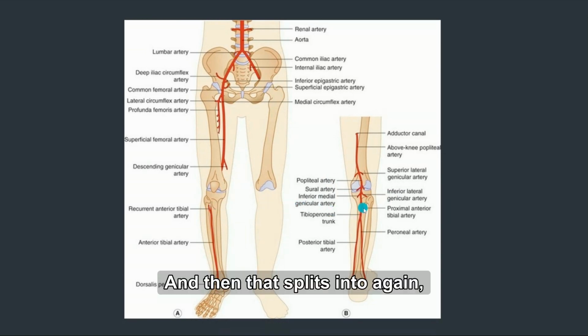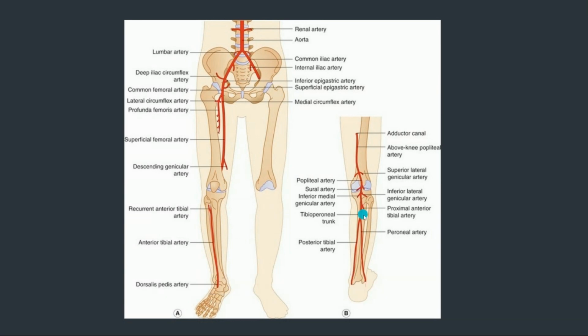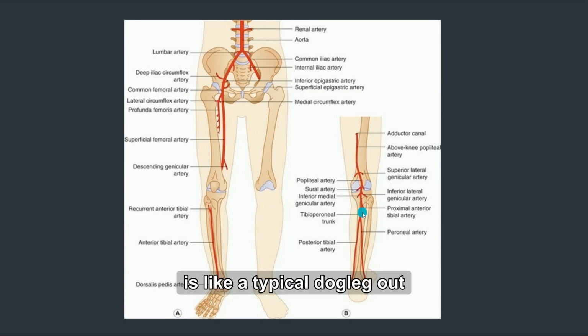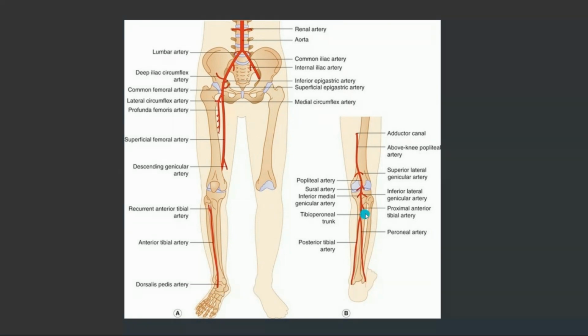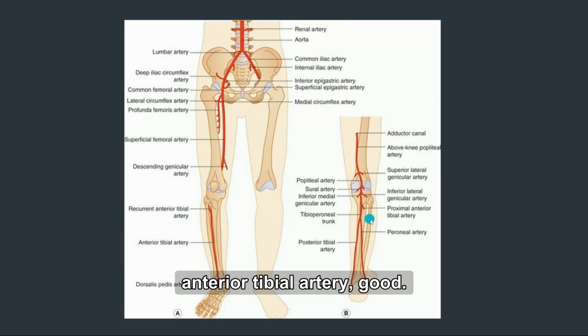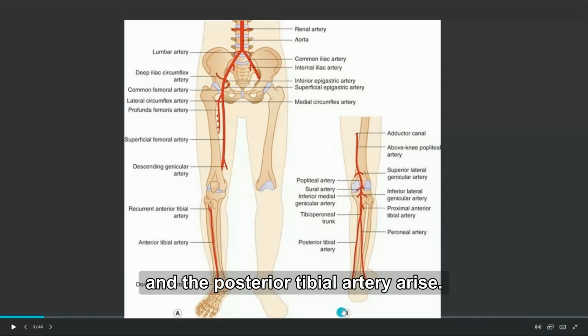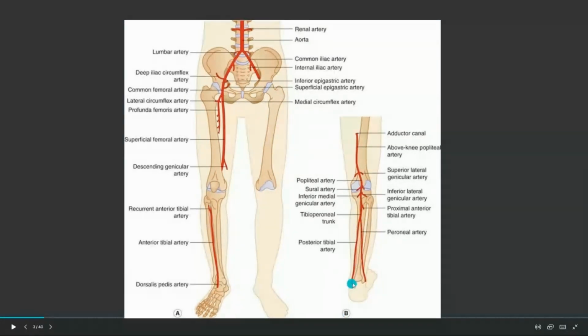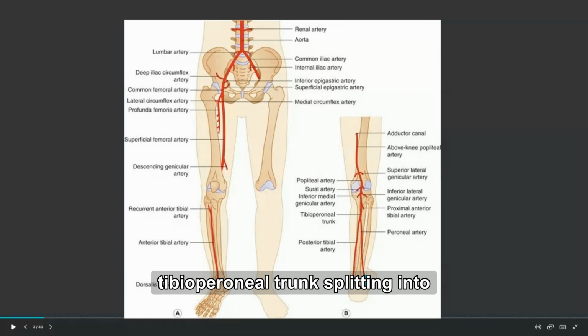And then that splits into the anterior tibial artery and the tibio-peroneal trunk. So that's a good name. So the anterior tibial artery takes a typical dog leg out through this interosseous membrane here, and it runs anteriorly, anterior tibial artery, good. And the tibio-peroneal trunk is just the trunk where two arteries called the peroneal artery and the posterior tibial artery arise. So that's the tibio-peroneal trunk splitting in two against the peroneal.